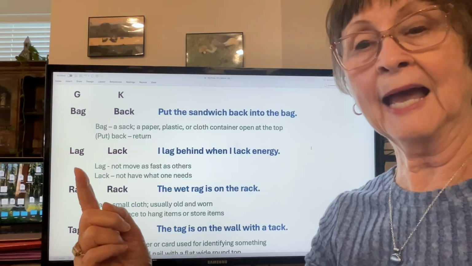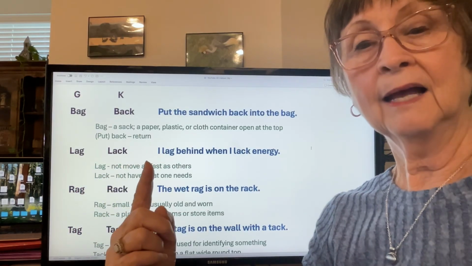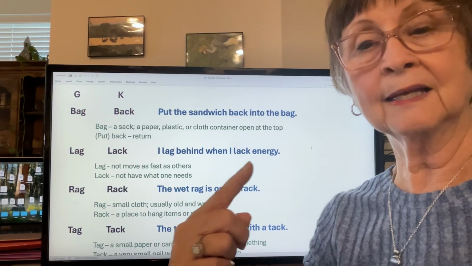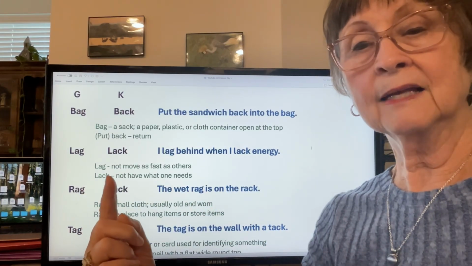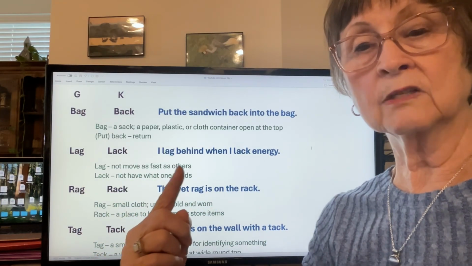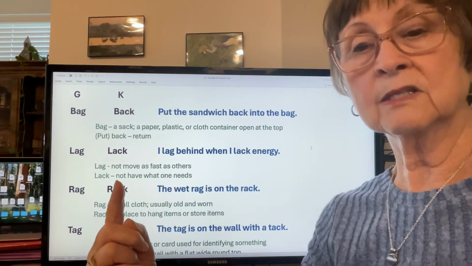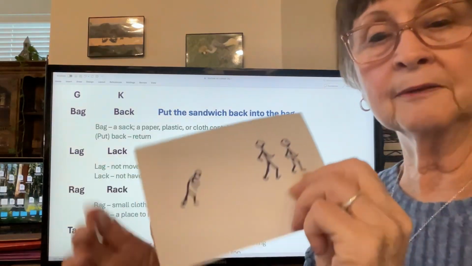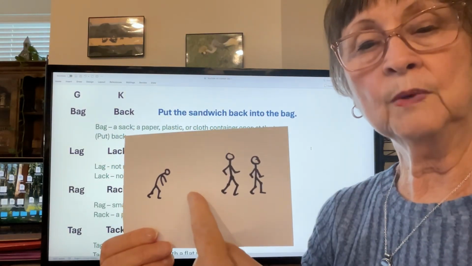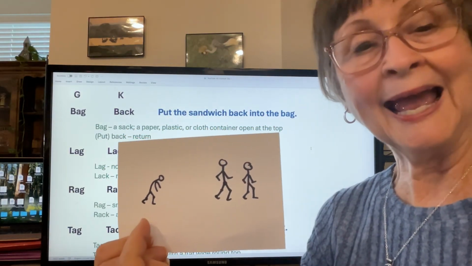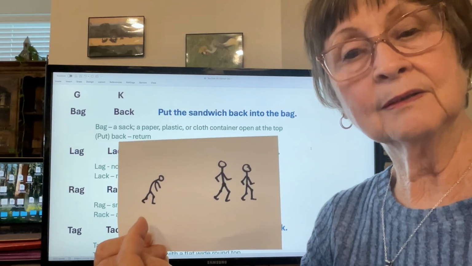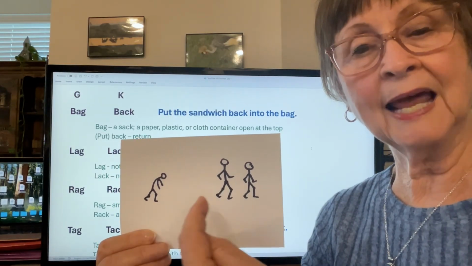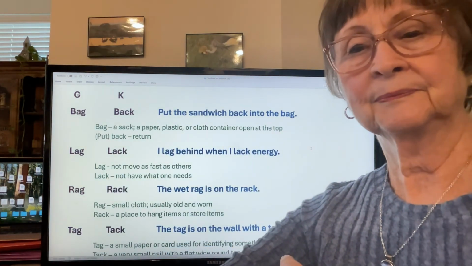Then we have lag and lack. I lag behind when I lack energy. Lag is not move as fast as others. Lack is not have what one needs. I drew a picture to illustrate that. These two people are moving along. He's lagging behind because he has no energy. He's lacking energy, so he's lagging behind.